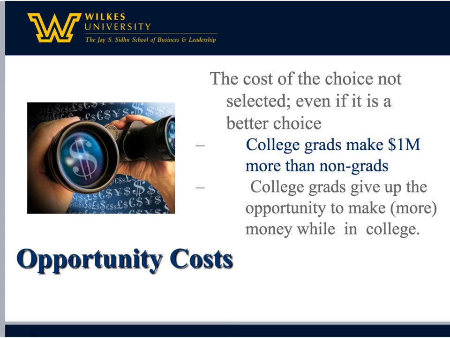Looking back at it, here's an example. College grads make $1 million more than non-grads. But the college grads give up the opportunity to make more money while they're in college. So it starts off as if the non-college grads are making more money than the college grads. But it might be a better choice to get your education first, because you get to the higher salary and you eventually get to that $1 million more than the non-grads. This opportunity is what you're giving up in this situation.